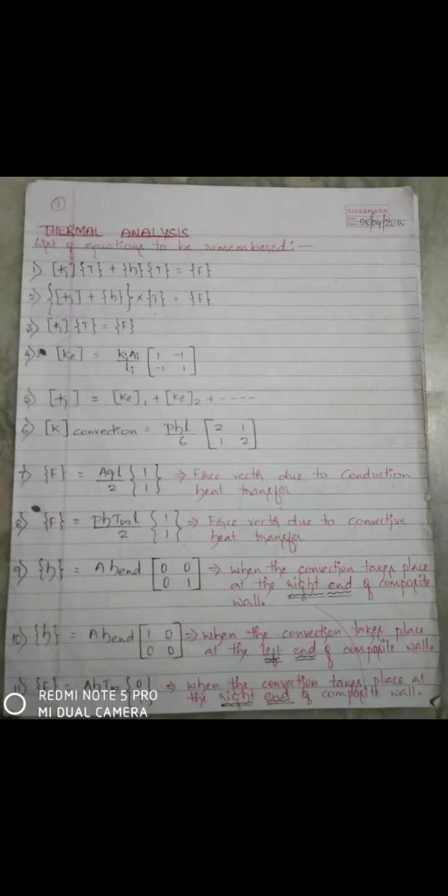Equation number 11 gives the formula for calculating the F matrix when the convective type of heat transfer is occurring at the right end. The formula is F is equal to A into H into T infinity times 0 1. Right end means foremost end. In the second position you have to write the number 1. Remaining formulas will be explained in the next video.